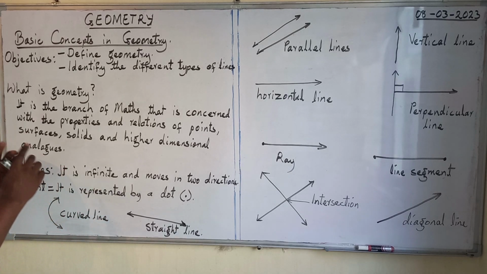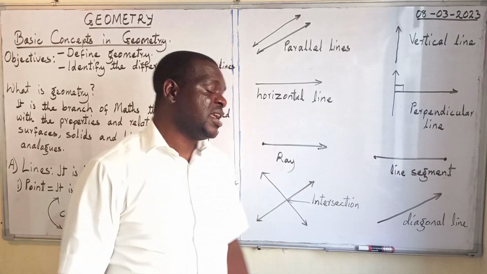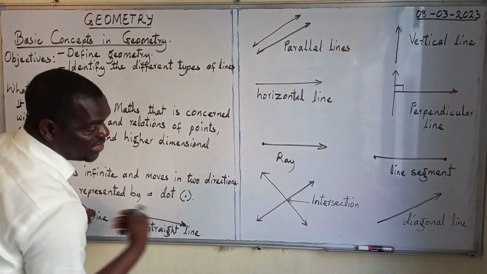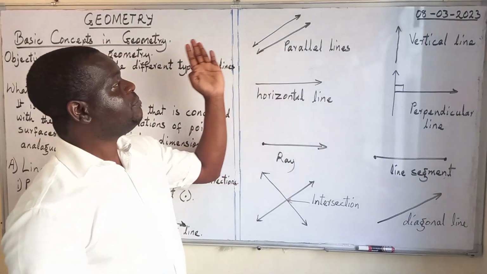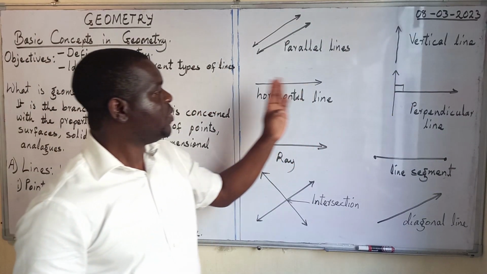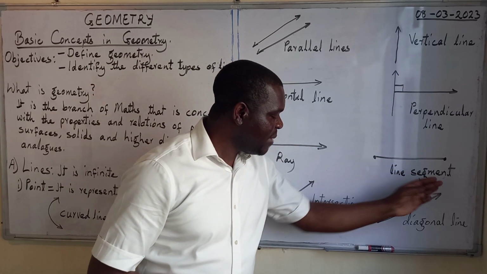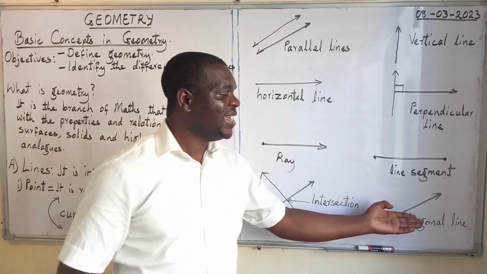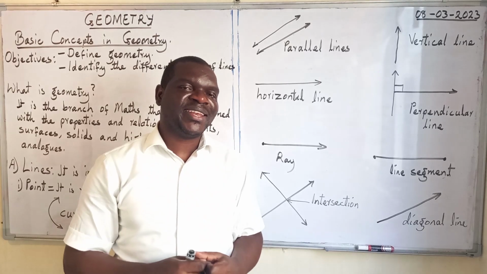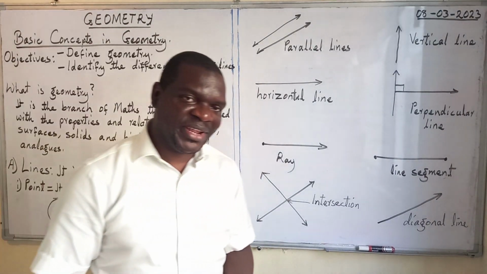As we've said, a line moves infinitely in two directions. And we can have a curved line or we can have a straight line. Then, in addition to that, we can have parallel lines which never meet. We can have a vertical line, a horizontal line, a perpendicular line, a ray, a line segment, an intersection, and a diagonal line. All these are key in our subsequent lessons, because we shall be seeing some of these aspects of lines appearing again.